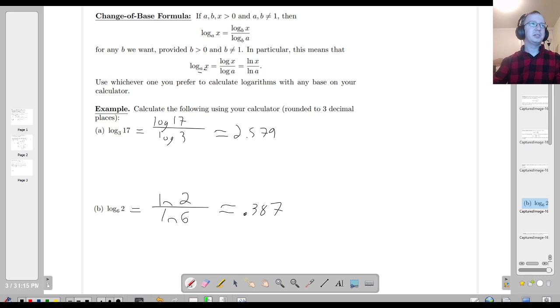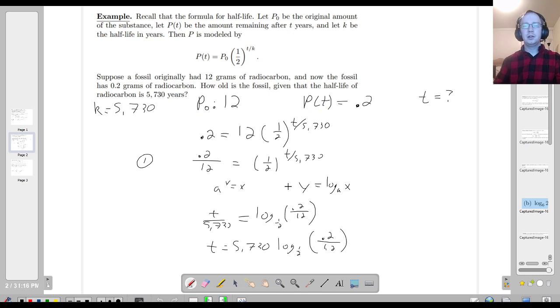Now that we've done a couple of examples of this, let's go back to the problem that we had before. We were working on that fossil problem, trying to figure out how to finish solving. We were trying to find 5,730 times log base 1/2 of this weird number. I want you to apply what we just learned. Think about what number is going to go on top and what number is going to go on the bottom, and rewrite this using the change of base formula to try to solve. Let's round our answer to the nearest 100 years. Go ahead and try it out.